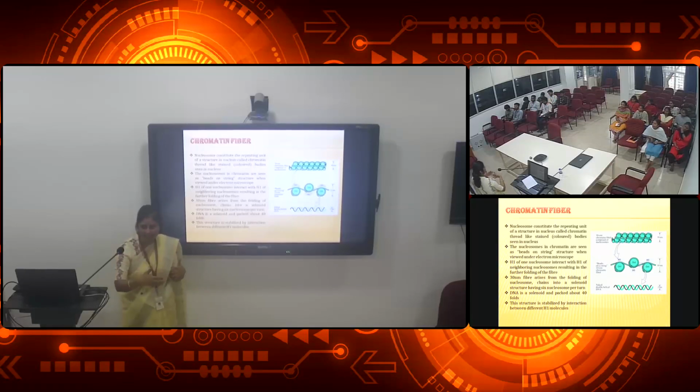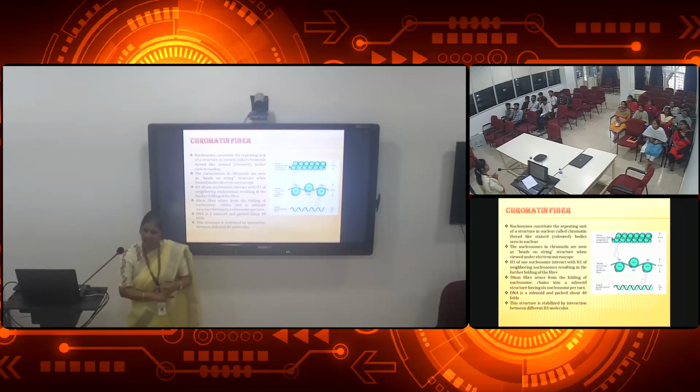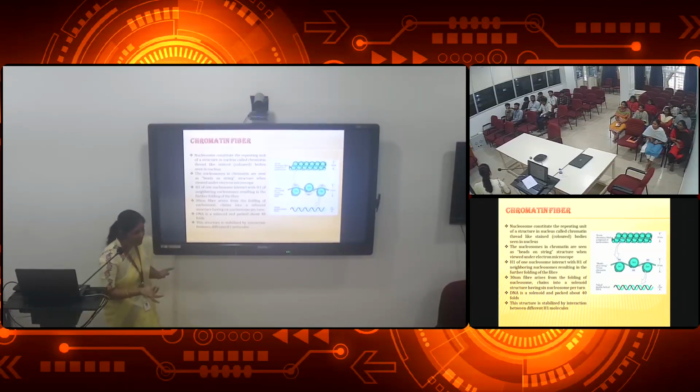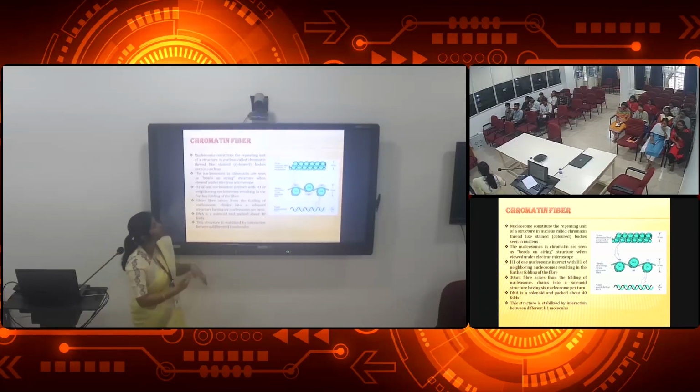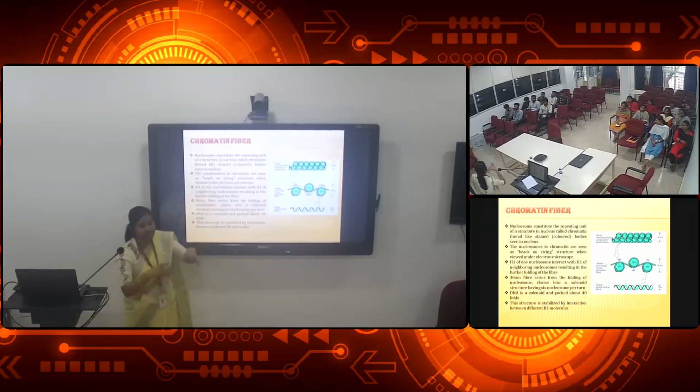40 folding, that DNA is present inside that solenoid structure. Okay, so this is about the chromatin fibers. Understand? Any doubt? So chromatin fiber is nothing but the nucleosome. It constitutes the repeating unit of a structure. Okay, so when we viewed under electron microscope, the repeating unit structure appeared as beads on string.